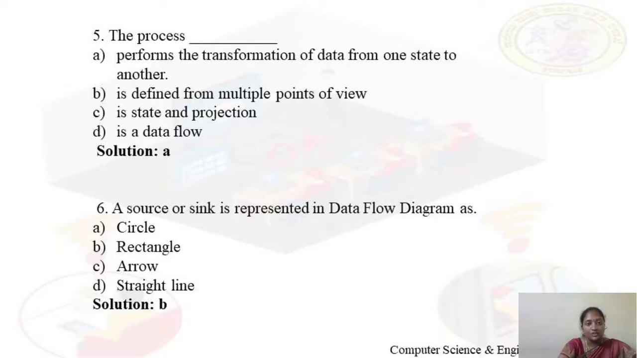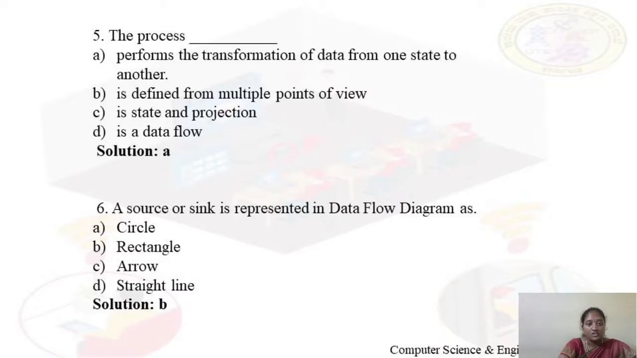For option B, the answer is projection. State and projection is a method used for analysis. A data flow is a path for the data to move from one state of a system to another. So the answer is solution A, performs the transformation of data from one state to another.